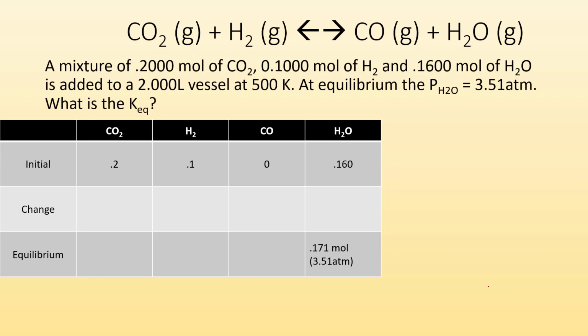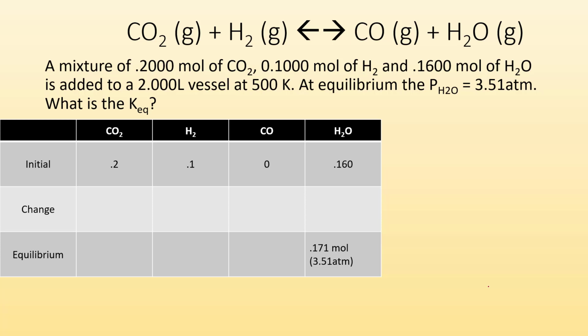All right, so what about a problem like this? Try it. I dare you. Pause it. Come back to it. All right, so a mixture of 0.2 moles of CO2 and 0.1 moles of H2 and 0.1600 moles of H2O is added to a 2-liter vessel at 500 Kelvin. At equilibrium, the pressure of H2O is 3.51 atmospheres.